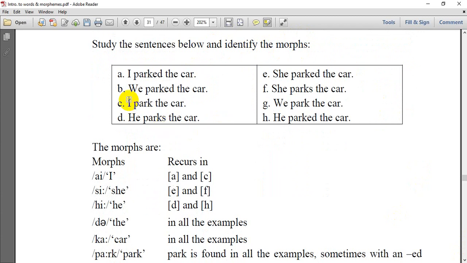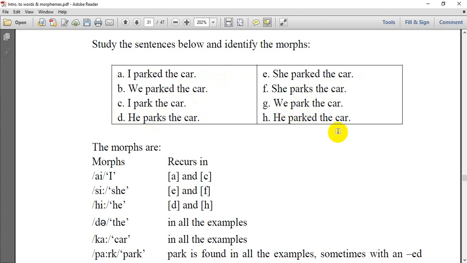To identify the morphs of these examples, we have here: I parked the car. She parked the car. We parked the car. I parked the car. He parks the car. She parked the car. She parks the car. We park the car. He parked the car.